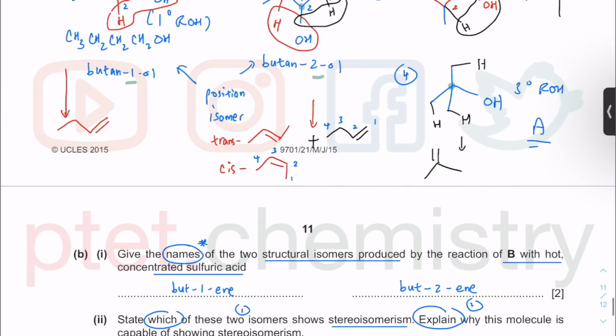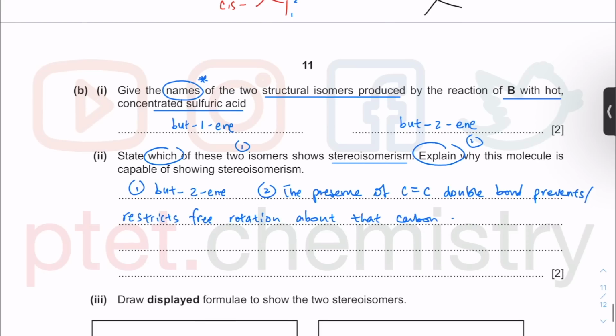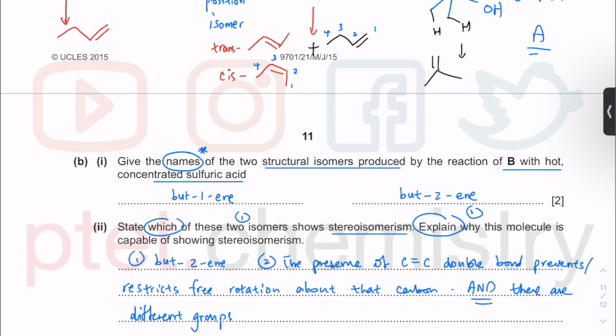Meaning to say you cannot rotate from this to the other one freely about this carbon-carbon double bond, the pi bond. And we also have different groups, the second condition. The second condition is something that a lot of students always miss out because they thought just because you have double bonds, you will have cis and trans. Not really. You must also satisfy the second condition. You must not have the same group on the same carbon of the carbon-carbon double bond.